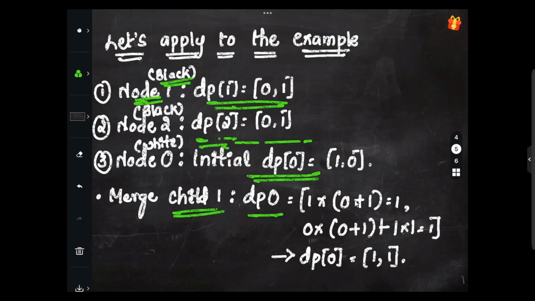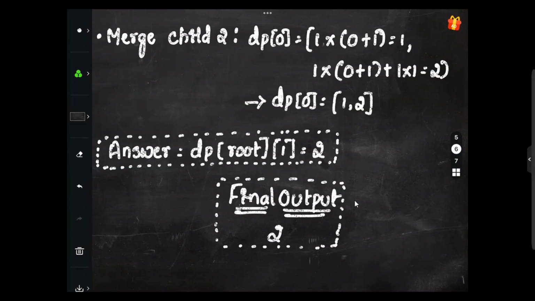Now this will be 1 into 0 plus 1. When we do the calculation, this will be basically 1. So this will be 1 comma 1, right? This will be 1 into 0 plus 1, equivalent to 1. And this one will be 0 into 0 plus 1. 0 into something is 0, and plus 1 into 1 will lead to 1 itself. So dp of 0 is nothing but 1 comma 1 we got here, right?